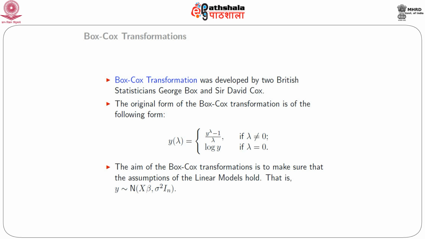We take the response y and we transform it to y raised to the power of lambda minus 1 divided by lambda if the parameter lambda not equals 0, and log y if lambda equals 0. The aim of the Box-Cox transformation was to make sure that the assumptions of the linear model hold. That is, the response variable y follows normal distribution with mean x times beta and variance sigma square I.